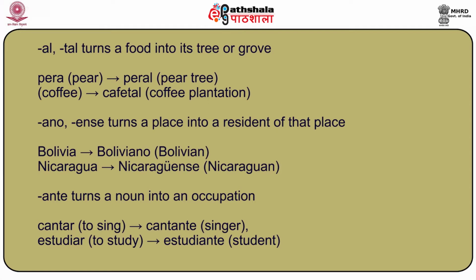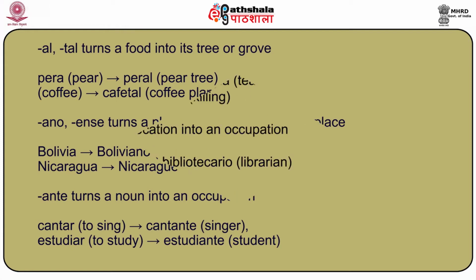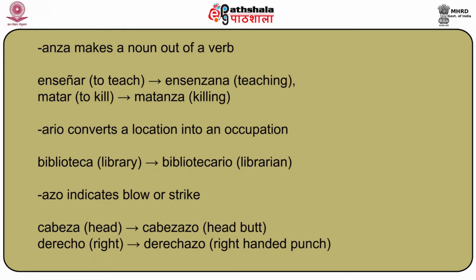Ante turns a noun into an occupation. So cantar, the verb to sing, becomes cantante, singer. Estudiar, to study, turns into estudiante or a student. Ansa makes a noun out of a verb. Enseñar, to teach. Enseñanza, teaching. Matar, to kill. Matanza, killing. Aryo converts a location into an occupation. Biblioteca, library, turns into bibliotecario, a librarian.